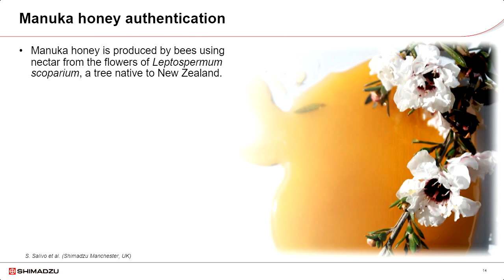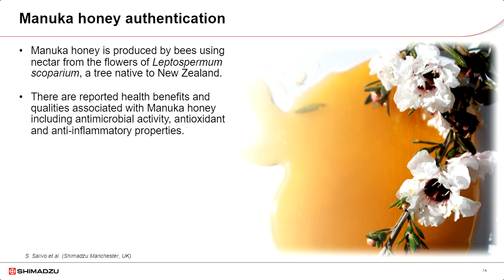Manuka honey is a unique type of honey that is produced by bees that pollinate the flowers of the Leptospermum scoparium bush, a tree native to New Zealand. Manuka is somewhat different to other honeys, as it has reported health benefits and qualities such as antimicrobial activity, antioxidant, and anti-inflammatory properties. In fact, today it is increasingly used as a natural home remedy to fight bacterial infections. Over the centuries, it has been widely used to promote wound healing.